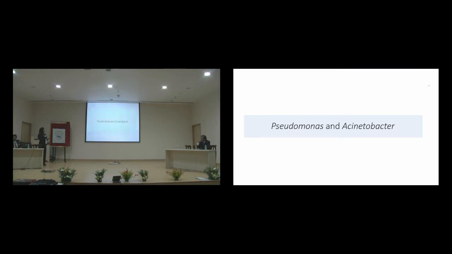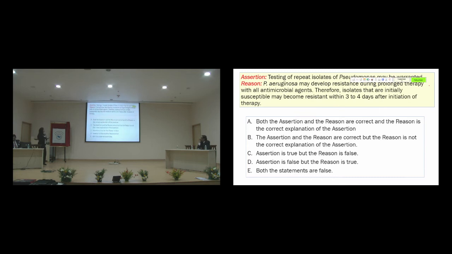Okay. Next question. Next is about Pseudomonas and Acinetobacter. So please answer this question. This is again assertion and reason type. Assertion: testing of repeat isolate of Pseudomonas may be warranted. Reason is Pseudomonas aeruginosa may develop resistance during prolonged therapy with all antimicrobial agents. Therefore, isolates that are initially susceptible may become resistant within 3 to 4 days after initiation of therapy. Whether assertion and reason, what is the interpretation among these four options?